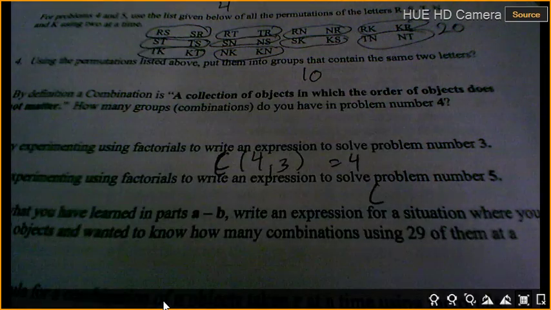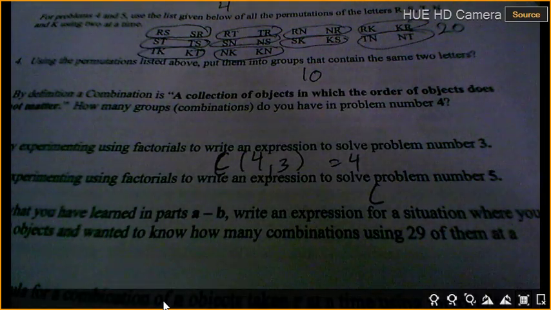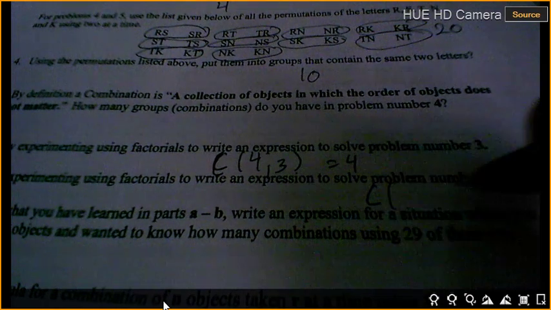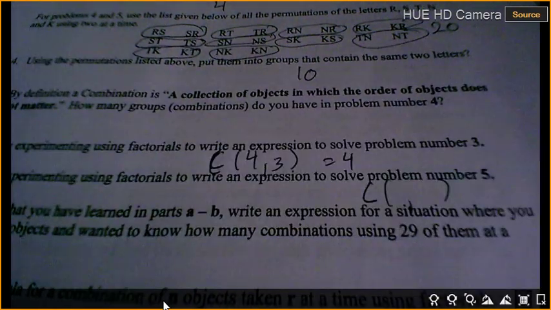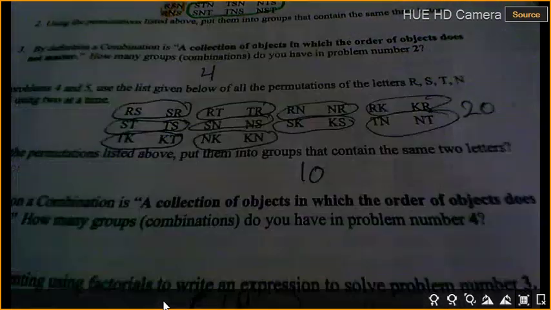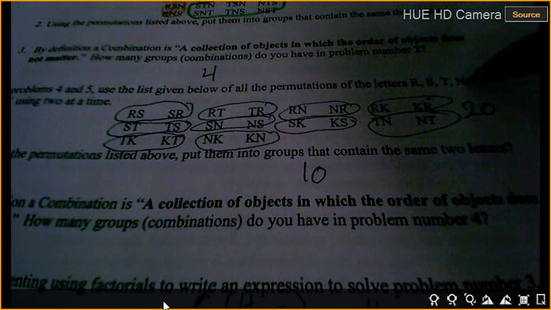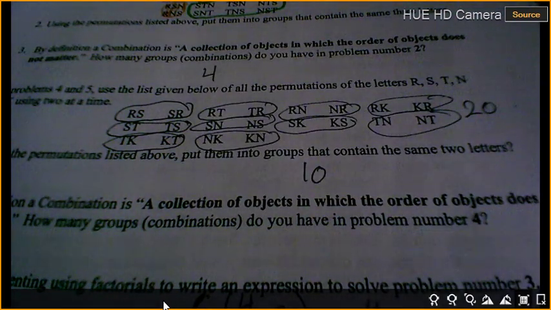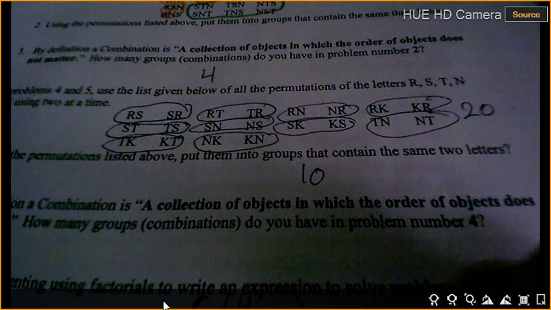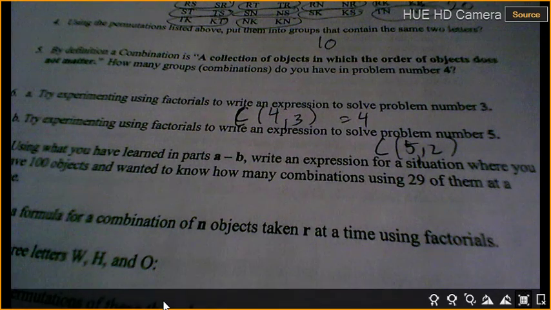All right. So for 5, what would I write? The combination would be what, comma what? So I'm looking at number 5. 5 has, if you look up here, we've got 1, 2, 3, 4, 5 letters, but we can only take 2 at a time. So what's that going to be? 5, comma 2. There are 5 letters, and I can only take 2 at a time.